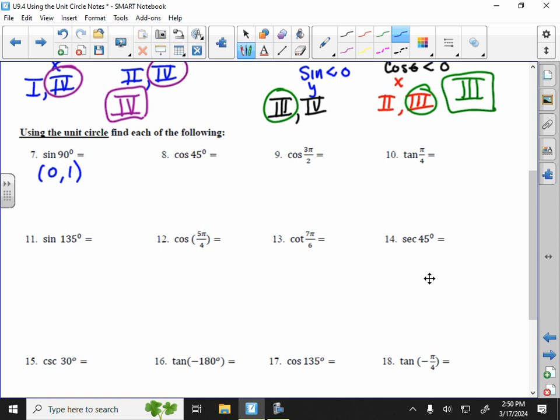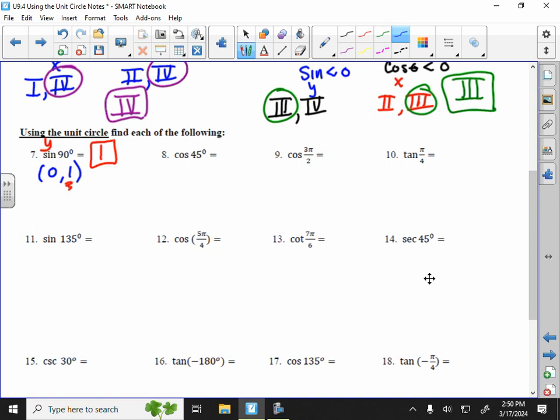And so the sine is the y-coordinate of that ordered pair. And so the y-coordinate of the ordered pair is 1. So the sine of 90 degrees is 1. And you can put that in the calculator just to double check that, and you just put in sine 90 degrees equals, and it should come out to be 1.